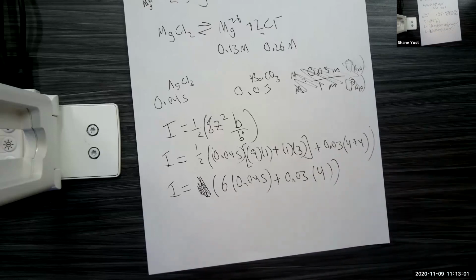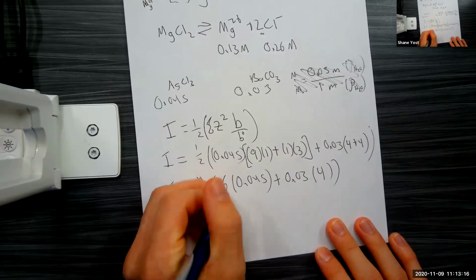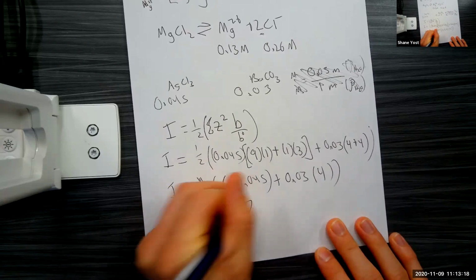And then hopefully that comes out to the number I have online. Does not? Oh my goodness. Yeah, I think what you did is that you put the charges for Ca and CO3 as +1.